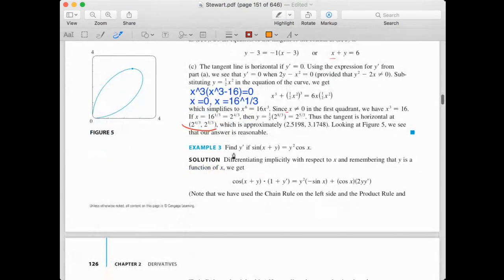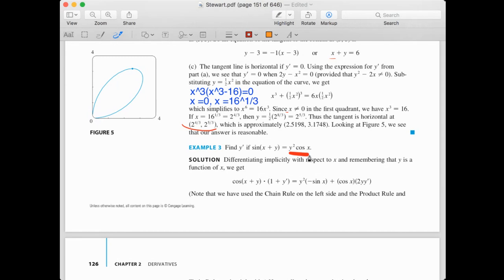Okay, example three, find y prime or dy dx with this equation. We'll do the same thing, right? Derivative of sine is cosine, so we have cosine of x plus y. We do not change the angle. Now by chain rule, the outer layer is sine, the inner layer is x plus y. We take a derivative with x, we get one. We take a derivative with y is one, but we have to multiply by y prime. So derivative of x plus y is one plus y prime.